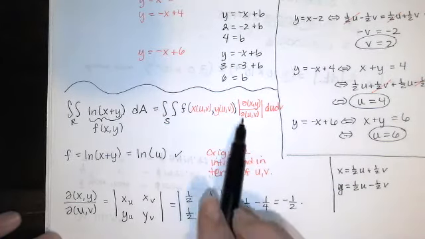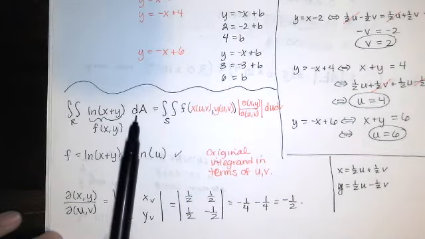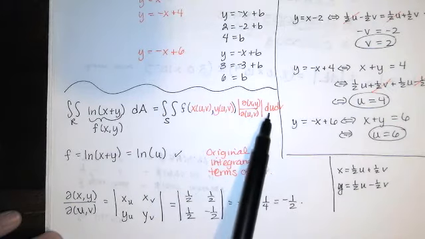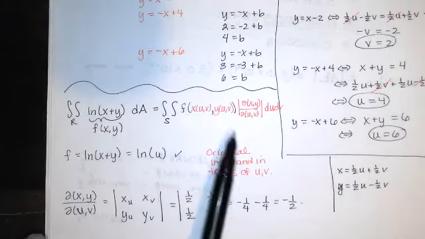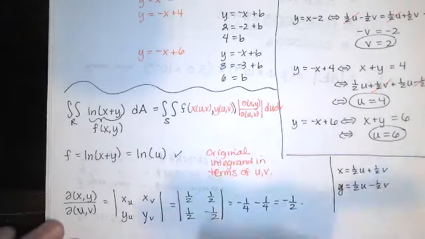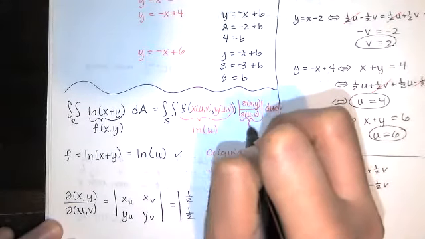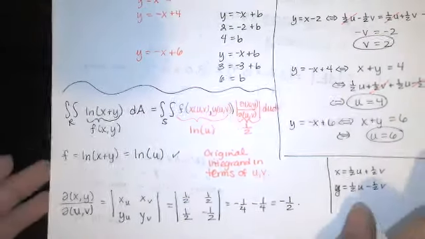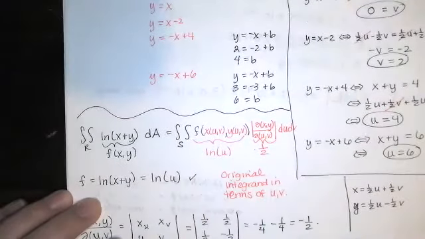We want the absolute value though in the area piece. So the area dx dy actually turns out to be equal to 1/2 of du dv, area in the UV plane. Okay, so we've got all the pieces. This turns out to be natural log of u. This turns out to be absolute value of -1/2, which is 1/2. And we've got bounds for s. We found those earlier. So we just need to evaluate this integral. And then we're done.